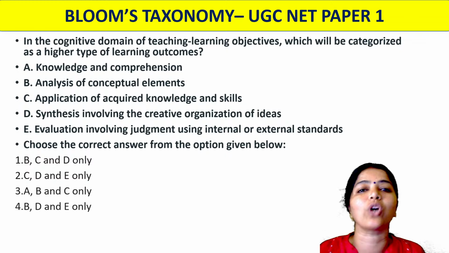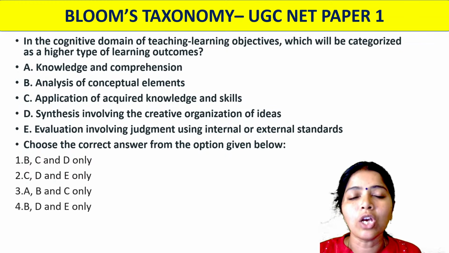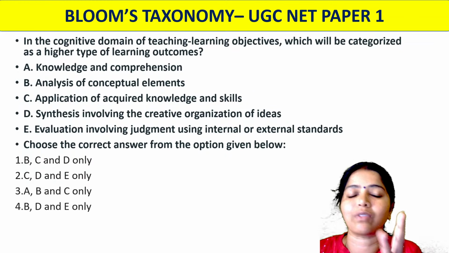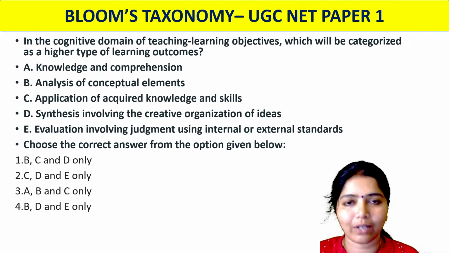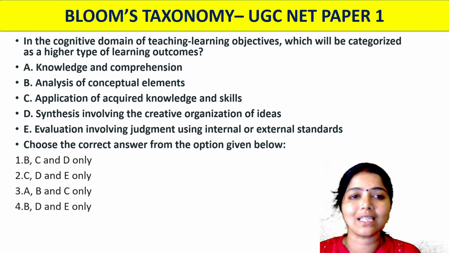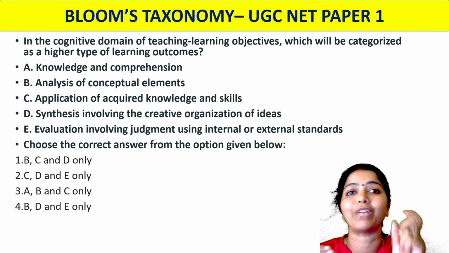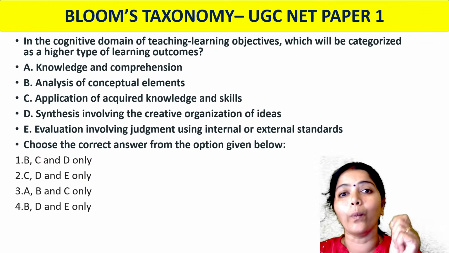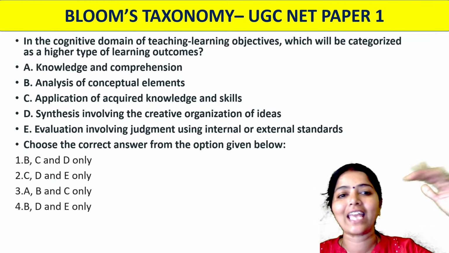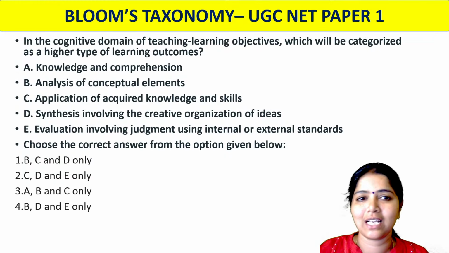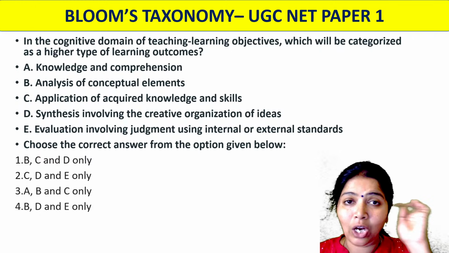And today we are going to concentrate on Bloom's taxonomy. Bloom's taxonomy is of three types: cognitive, affective and psychomotor. This is a question asked in the June 2025 examination: in the cognitive domain of teaching learning objectives, which will be categorized as the higher type of learning outcomes. A question from the cognitive domain.